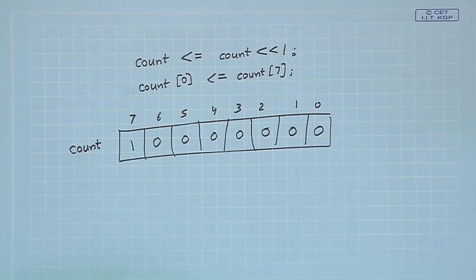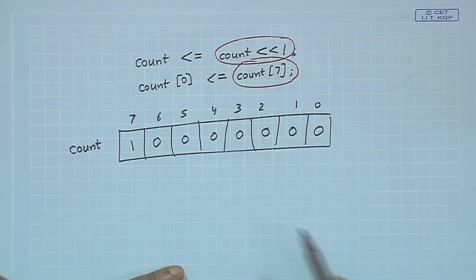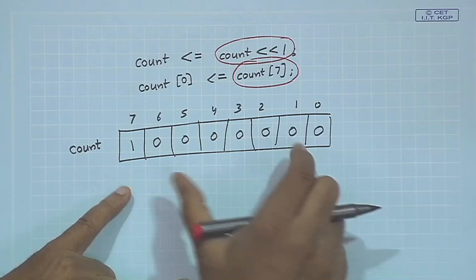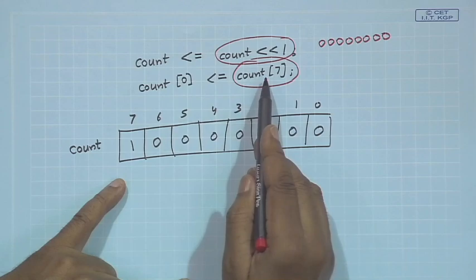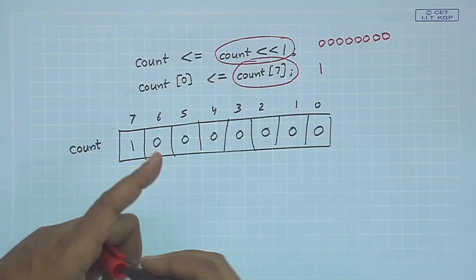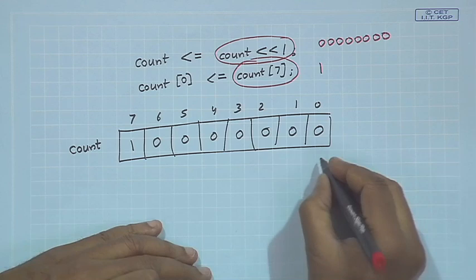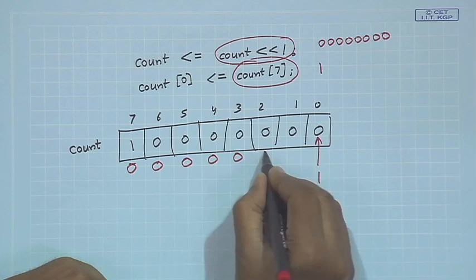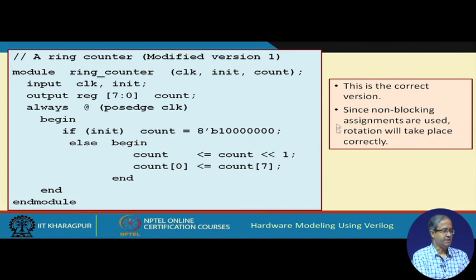Now, according to the rule of the non-blocking assignments, the right hand sides will be evaluated first concurrently. So, if you do a count shift left by 1, what will happen? This was the count, so it will become all 0, but count 7 is 1, now you are assigning them together. So, this count 7, which is 1, is also getting stored, this will be assigned to count 0. So, this 0 will become 1 and the remaining bits will become 0, this is how it is interpreted. So, actually the rotation will take place correctly here. Okay? Fine. So, this is the correct version, rotation will actually take place.